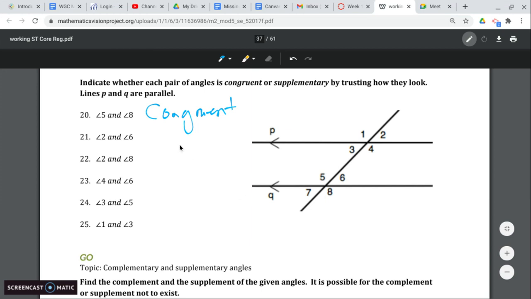All right. Next one we're looking at is 22, 2 and 8. 2 and 8 are on the same side in the exterior, so they are supplementary. Anytime you have them on the same side, they're going to be supplementary unless they're corresponding. So if they're exterior or interior, then they are supplementary. If they are on opposite, so one's interior, one's exterior, then they are congruent. All right, and the last one, 3 and 5. So 3 and 5 are also on the same side, and they are in the interior, so they are also supplementary.